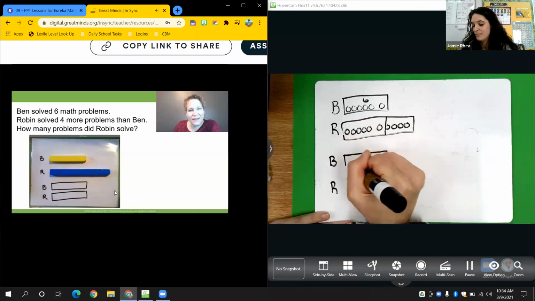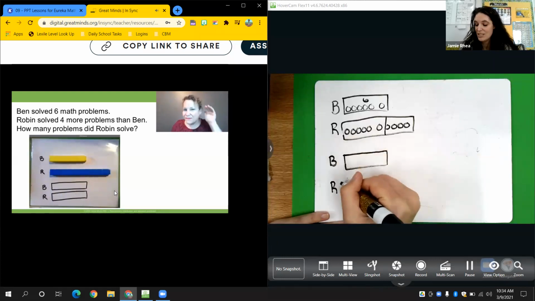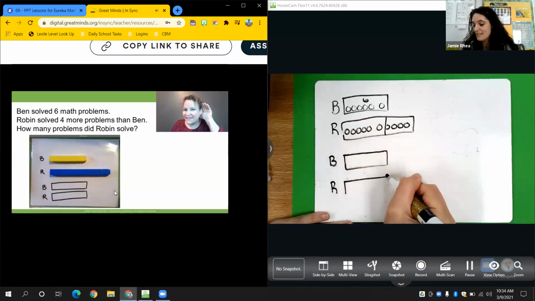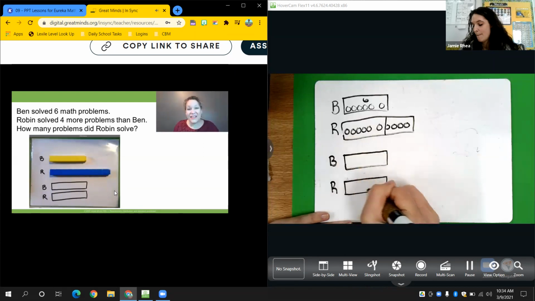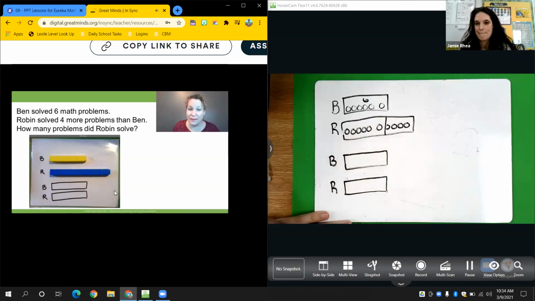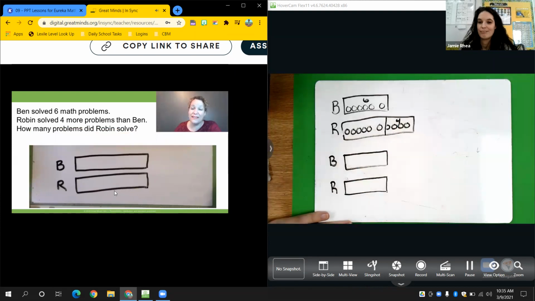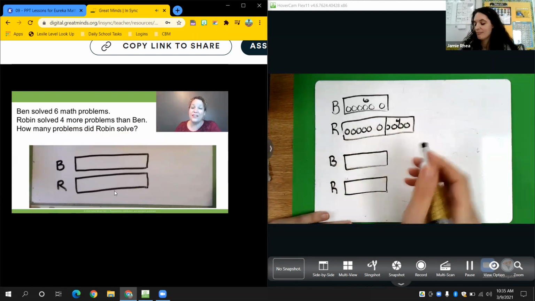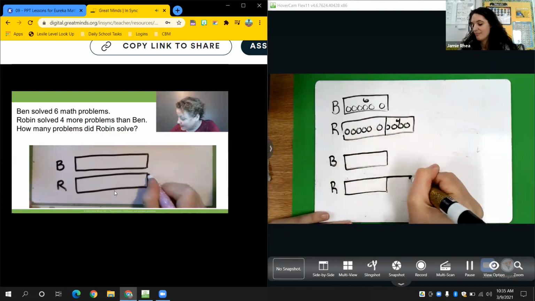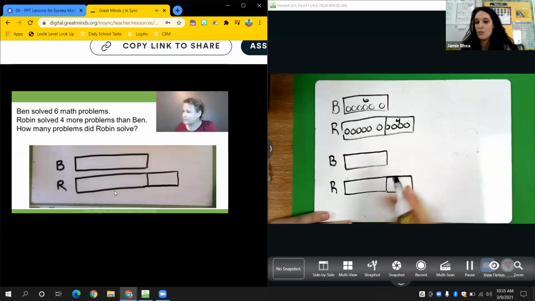What do you notice about these two tapes? They're the same size. And if they're the same size, that means that they solved the same number of math problems. Is that true? That is not true, is it? So I'm going to draw some extra tape next to Robin to show that she solved more problems than Ben, because we know she solved 4 more.